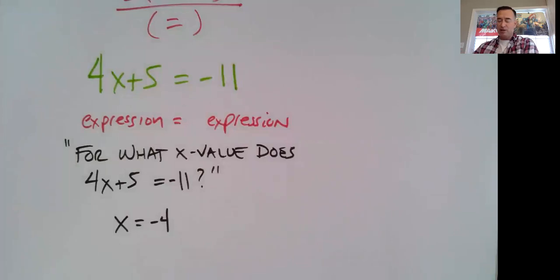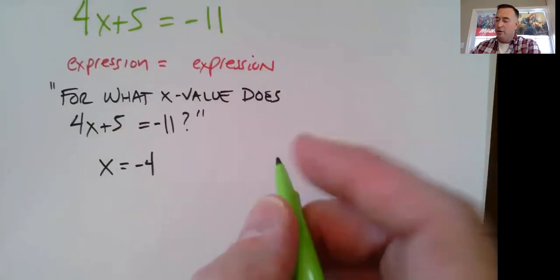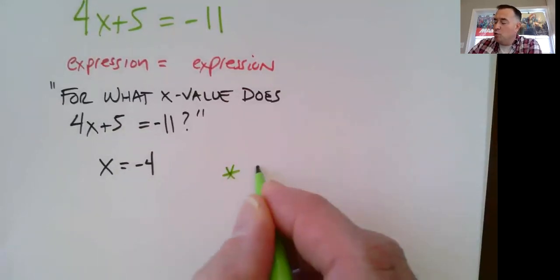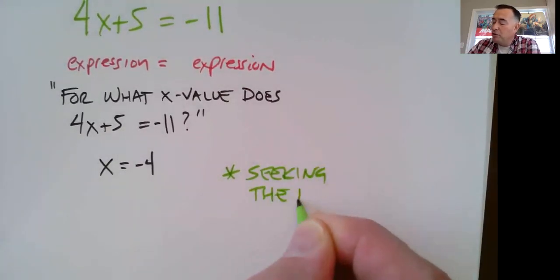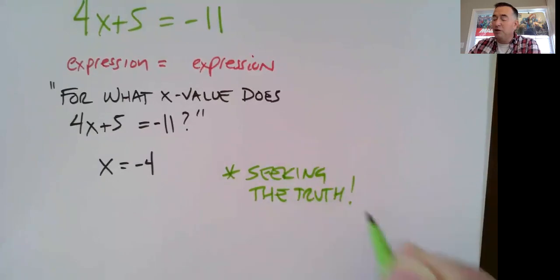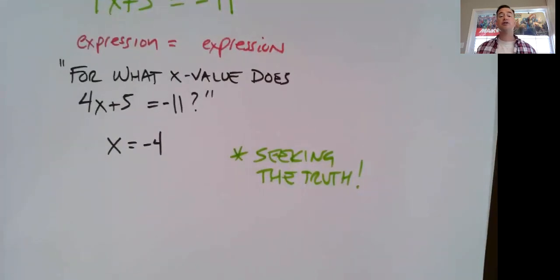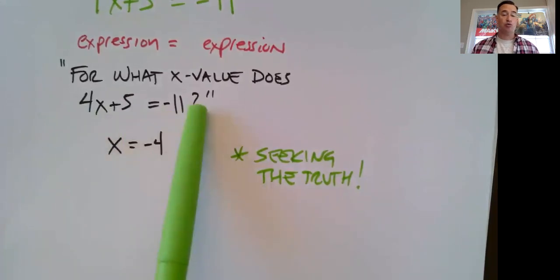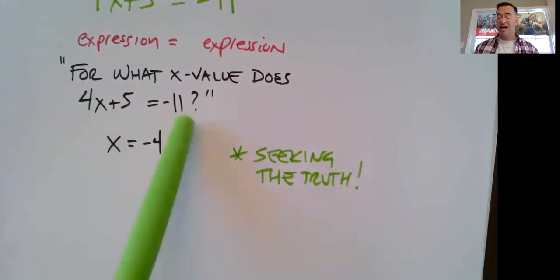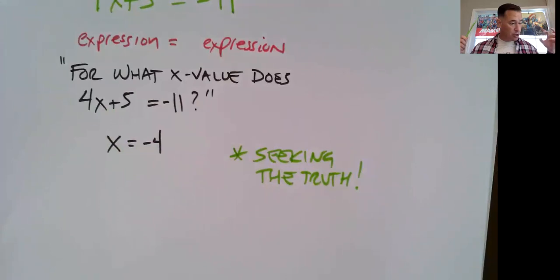So I'm going to put this off on the side. It seems kind of deep. So, lean into the deepness. You are seeking the truth. Put a little exclamation mark. That's what all of solving equations is. We are seeking the truth. For what x value does 4x plus 5 equal -11? X equals -4 is what makes this true. Any other number, if I plug it in there, is not going to equal negative 11, so it's not true. And that's kind of the place where we're talking about this.